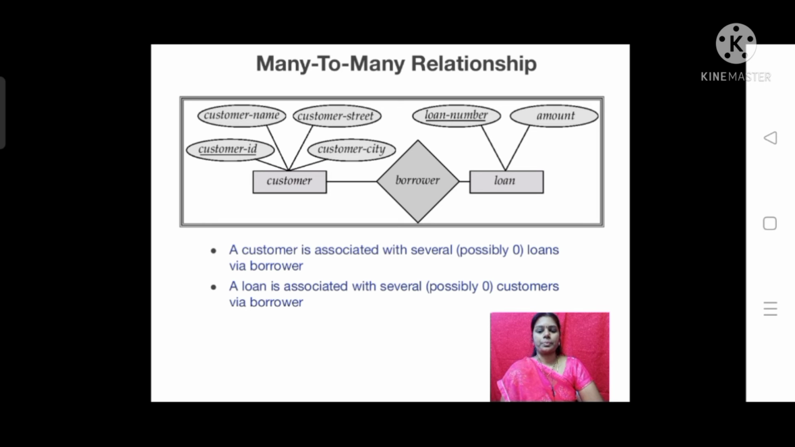Many-to-many relationship. A customer is associated with several loans through a borrower. A loan is associated with several customers through the borrower. Here from the borrower, the customer and the loans are connected by means of undirected lines.